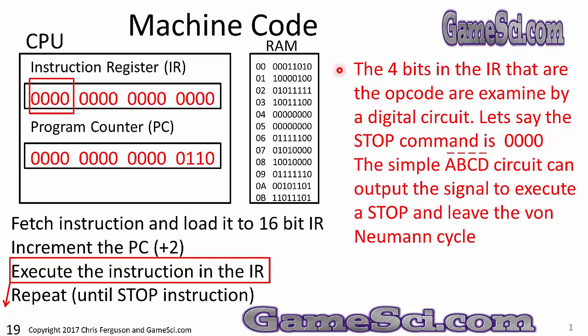The 4 bits in the IR that are the opcode are examined by a digital circuit. Let's say the stop command is 0000. Then the simple circuit A naught and B naught and C naught and D naught can output the signal to execute a stop and leave the von Neumann cycle. The stop command, when it's executed, tells the CPU to stop executing the program. See that arrow right there? I'm going to leave the loop.